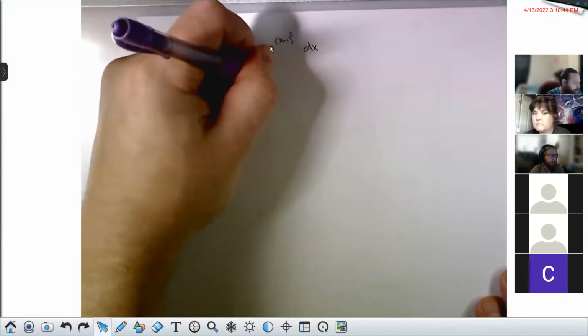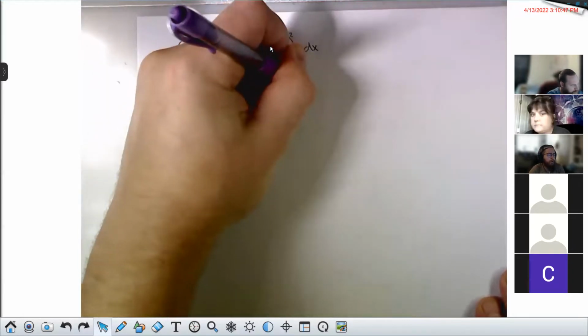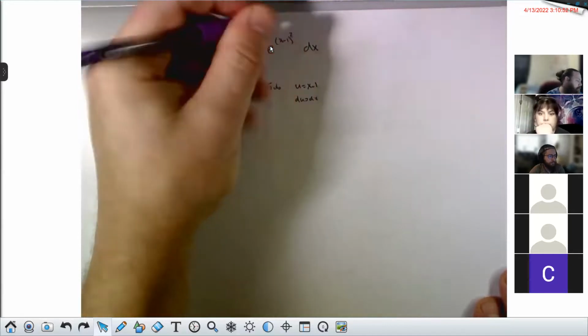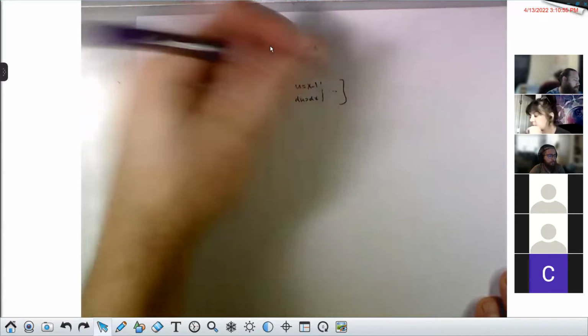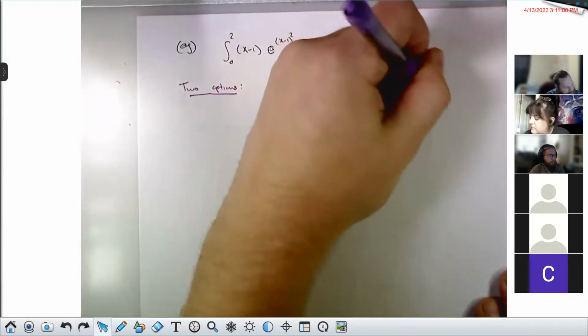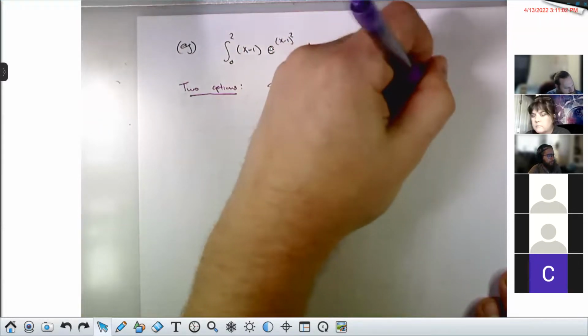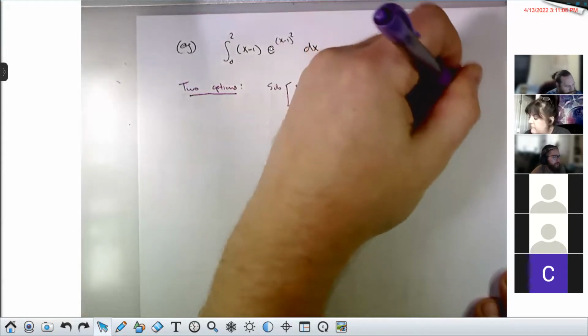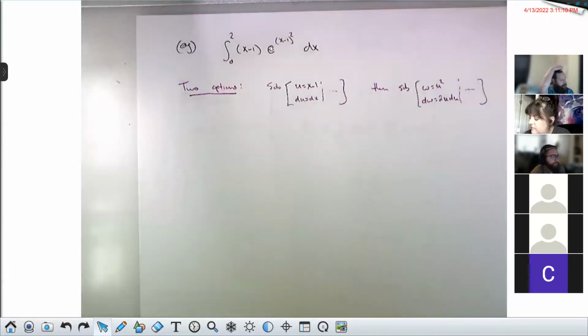You could sub something like u equals x minus 1, du equals dx, and whatever the appropriate work is for the bounds. Then sub w equals u squared, dw equals 2u du, and whatever the appropriate work is for the bounds. And I think the first time you attack a problem like this, that's a very reasonable thing to do. I invite you to try solving it that way. I'm going to do something a little bit different.